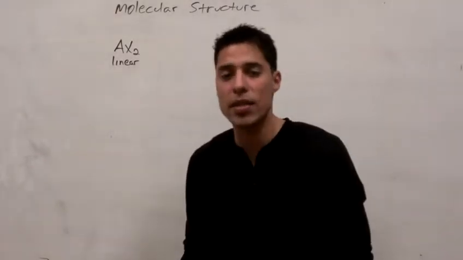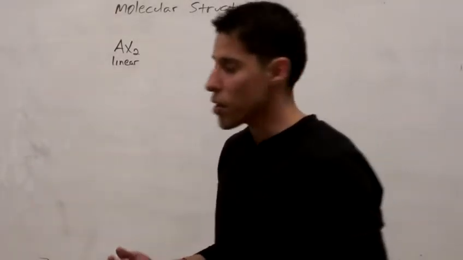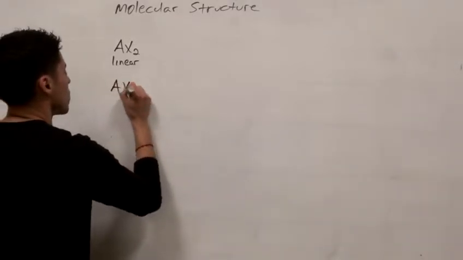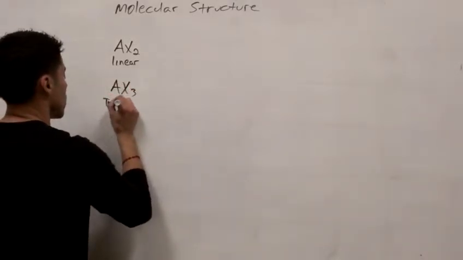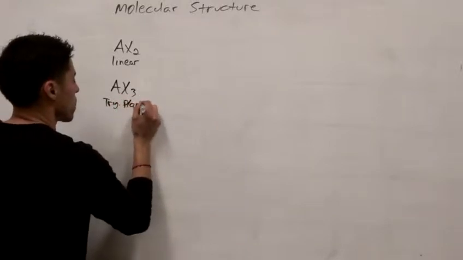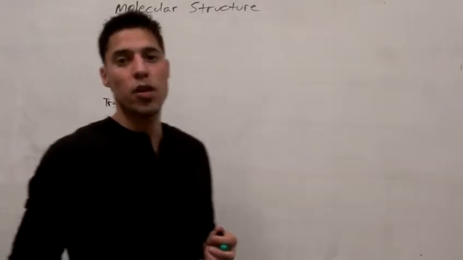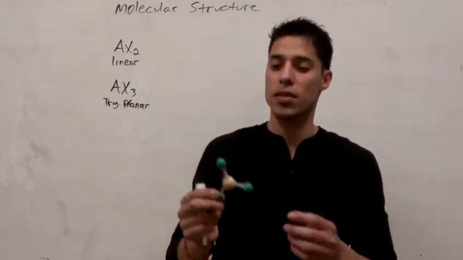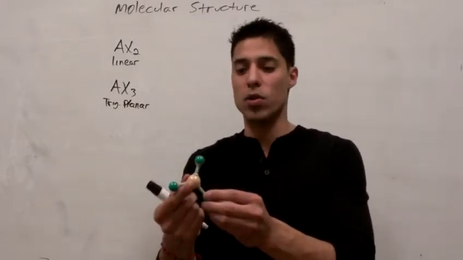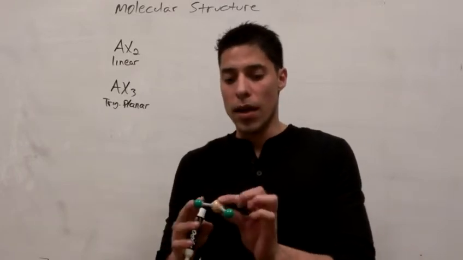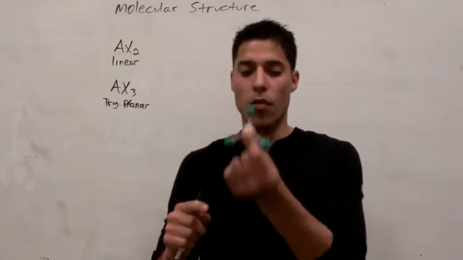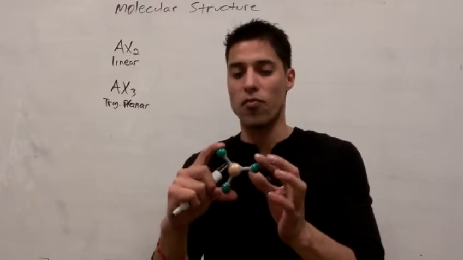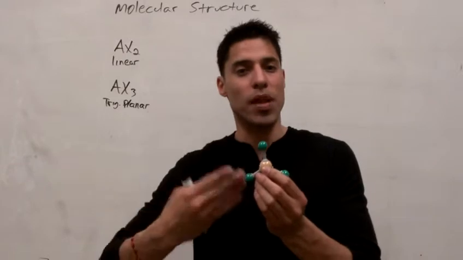The next one we're looking at is an AX3 configuration, giving us a trigonal planar molecule. That's going to look something like this. So we have three surrounding atoms, one central atom, trigonal planar. Now trigonal planar gets its name, if we hold it like this, we form a triangle. So that's where it gets the trigonal from. Planar because it's flat on the plane.